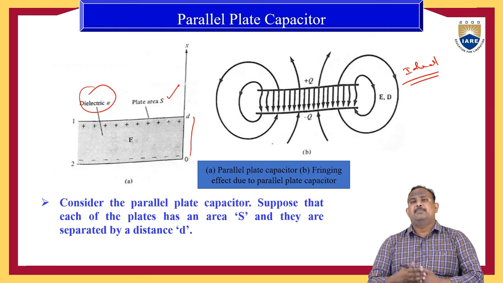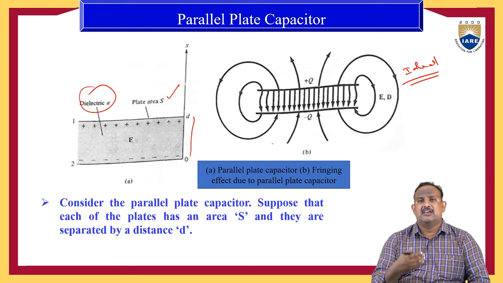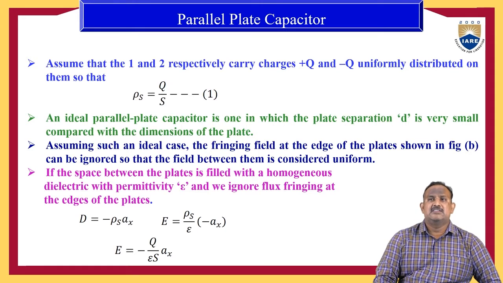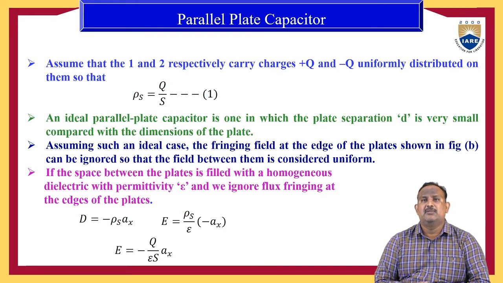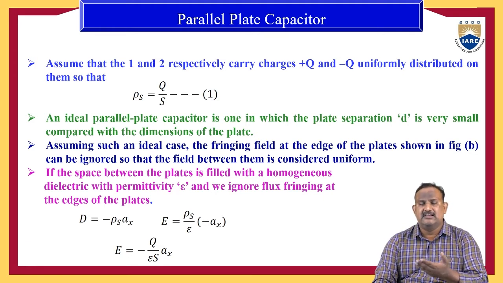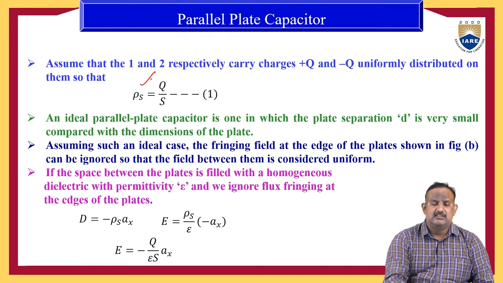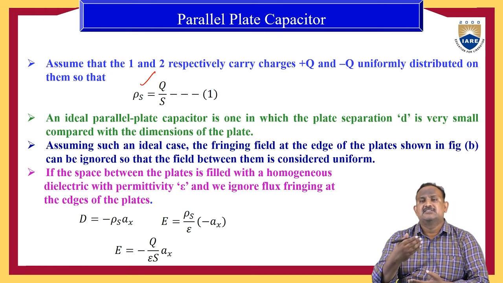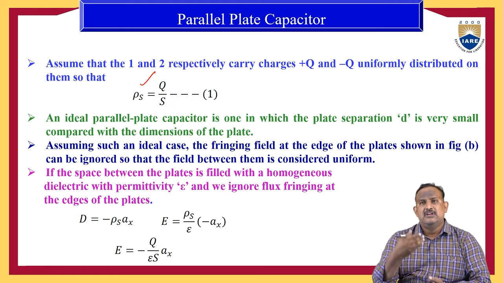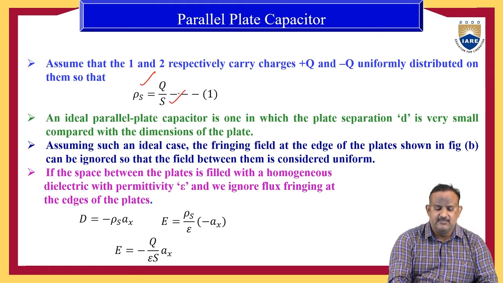Consider the parallel plate capacitor. Suppose that each plate has an area S and they are separated by a distance d. Assume that plates 1 and 2 respectively carry charges of plus q and minus q uniformly distributed on them. The first conductor has the positive charge and the second conductor has the negative charge. Therefore we can define the surface charge density rho s as the charge per surface area, where q is the charge and S is the surface area.